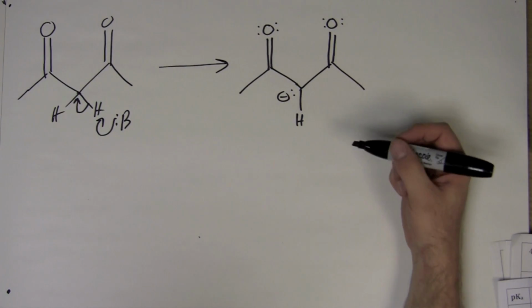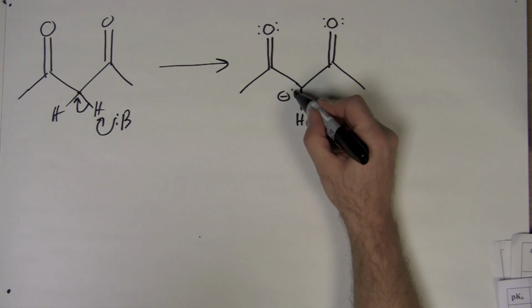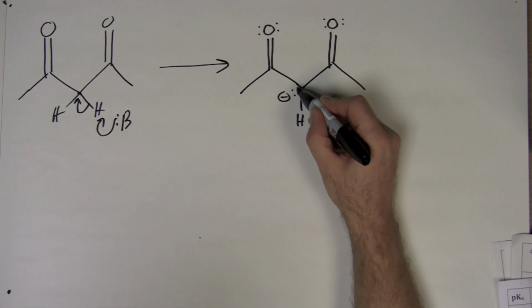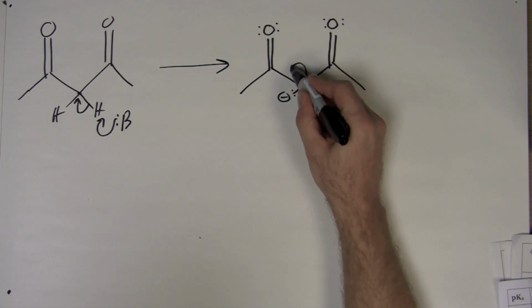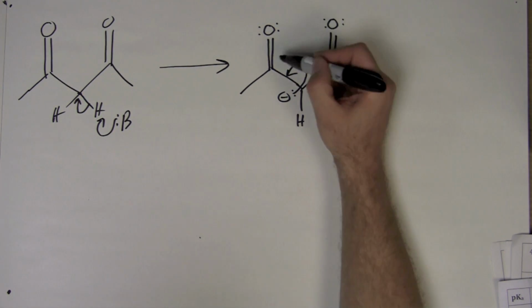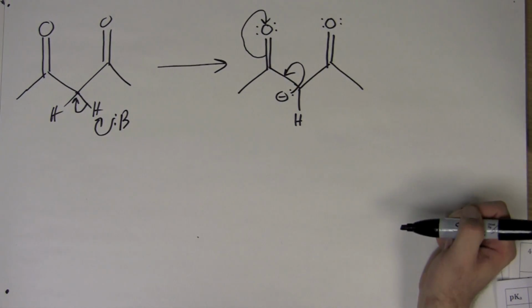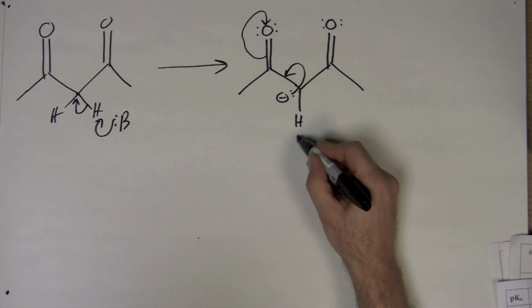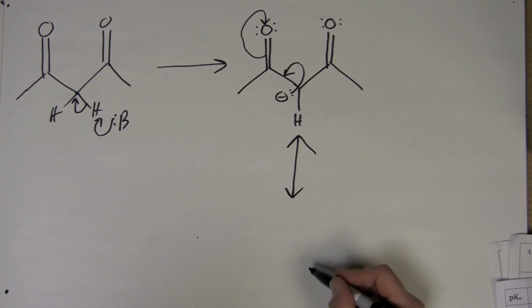To draw the resonance structure of this anion, we simply push a pair of lone electrons towards an sp2 hybridized bond. For example, these electrons can go into this bond, and the pair of electrons from the double bond can go to the oxygen atom. The double-headed arrow shows that this is a resonance structure.